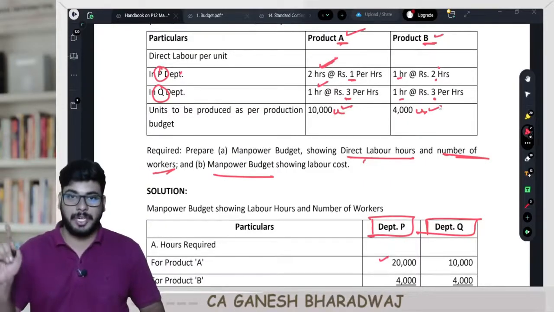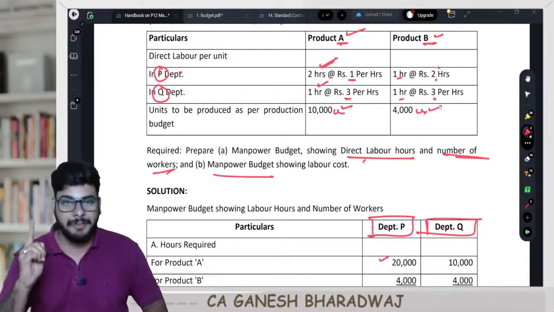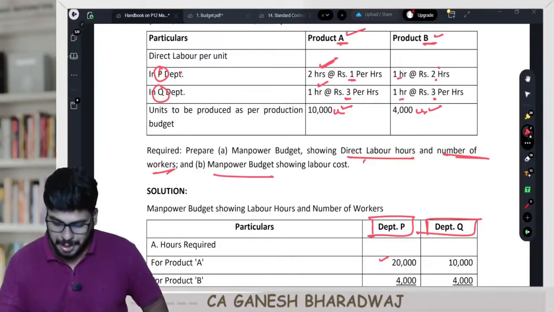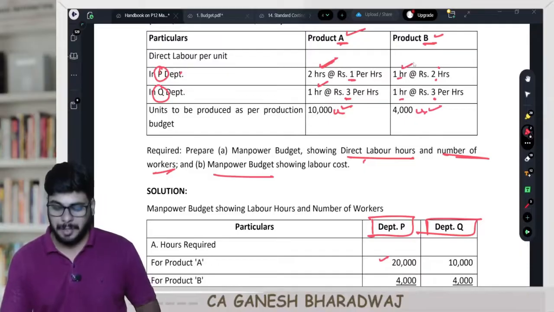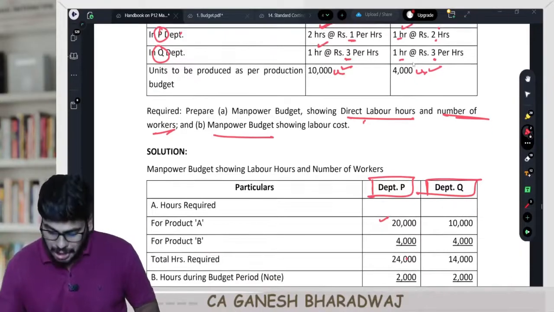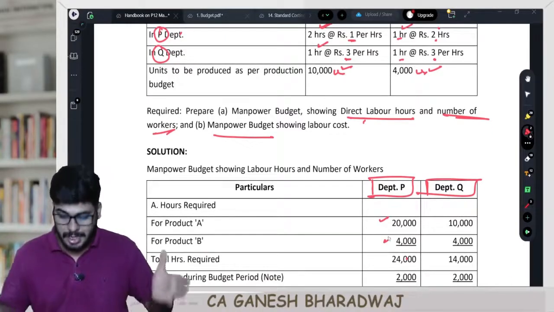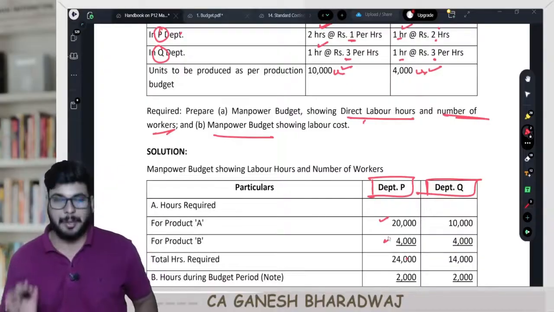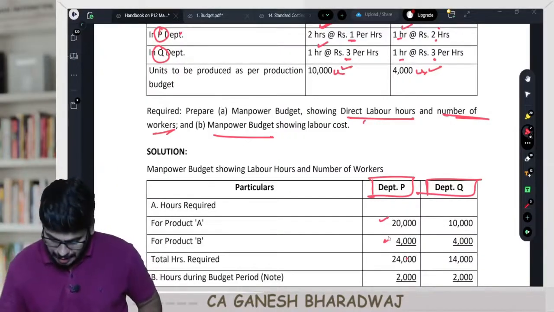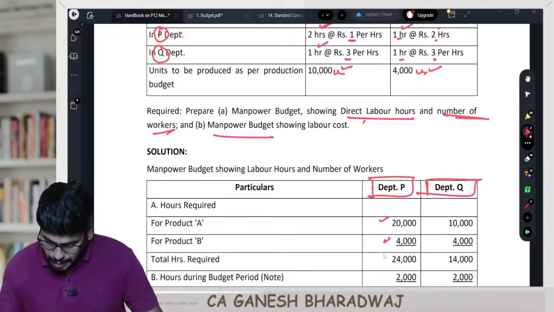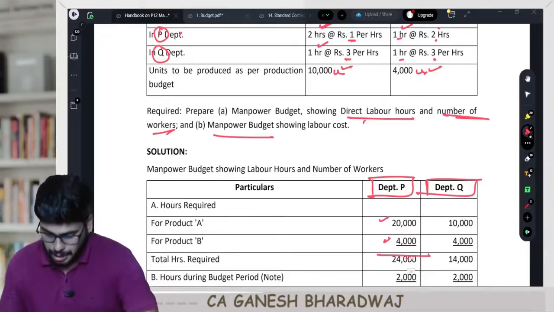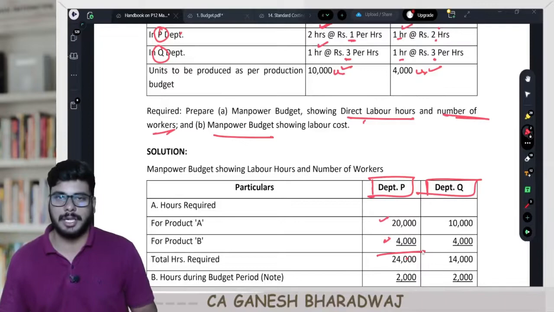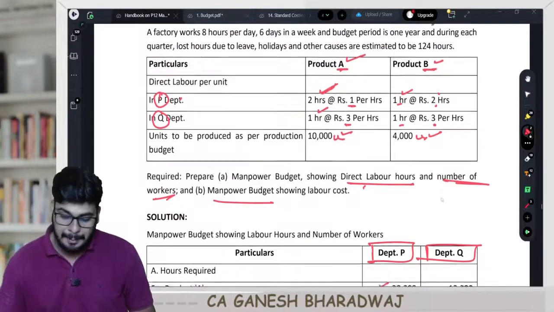4,000 units of product B are being processed, and every unit of product B spends 1 hour in Department P. So it's going to be 4,000 into 1. So I need 4,000 hours in Department P exclusively for the purpose of manufacturing product B. So tell me, guys, the total number of hours required in Department P is going to be how much? It's going to be 24,000 hours. Clear with this, guys?